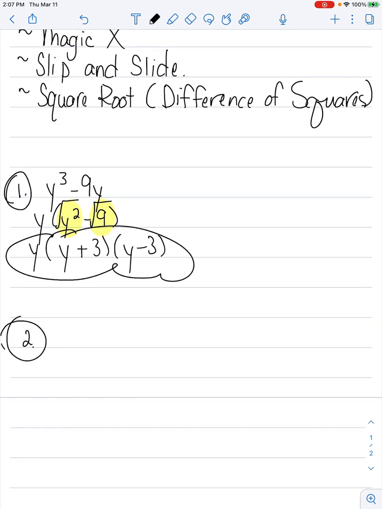Number 2, I want you to factor 5x squared y cubed plus 15x cubed y squared. Pause your video, complete the problem.